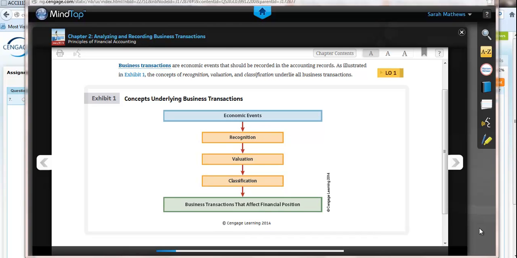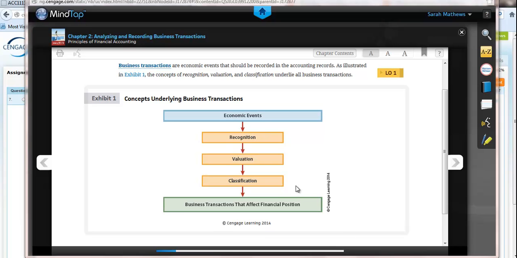This next example is having us look at and analyze the recognition point. So before we go on to the actual example, I wanted to talk a little bit about the recognition point and business transactions. When we're analyzing business transactions, the concepts of recognition, valuation, and classification all have to be taken into consideration.